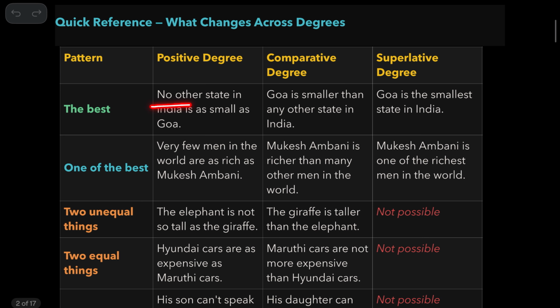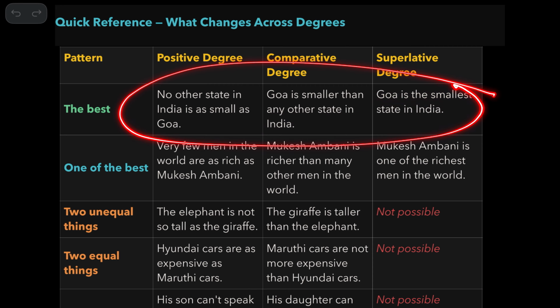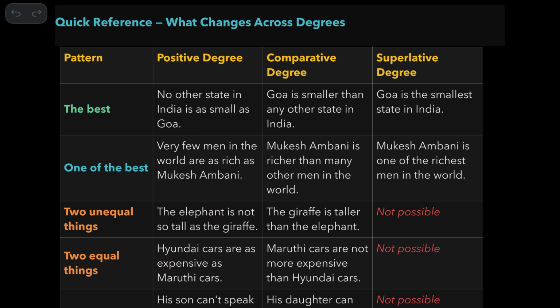No other state in India is as small as Goa. Goa is smaller than any other state in India. Goa is the smallest state in India. All these three sentences mean the same thing. But what is the difference? The difference is in the use of the adjectives.